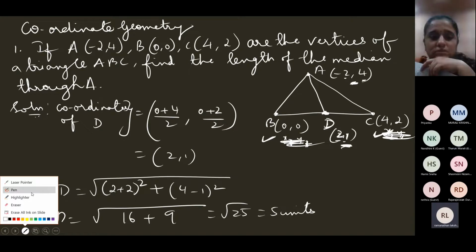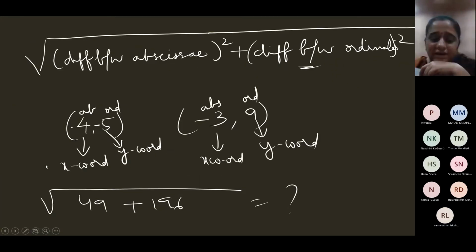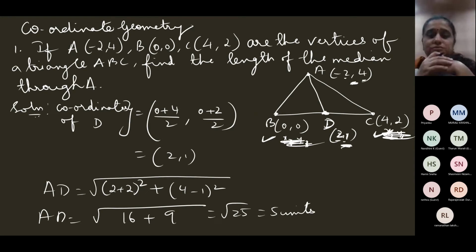Yes, ma'am. Okay, now what's the formula to find the centroid of a triangle? What do you mean by the term centroid? Midpoint, huh? The point which is common to all the three medians is called the centroid of the triangle.